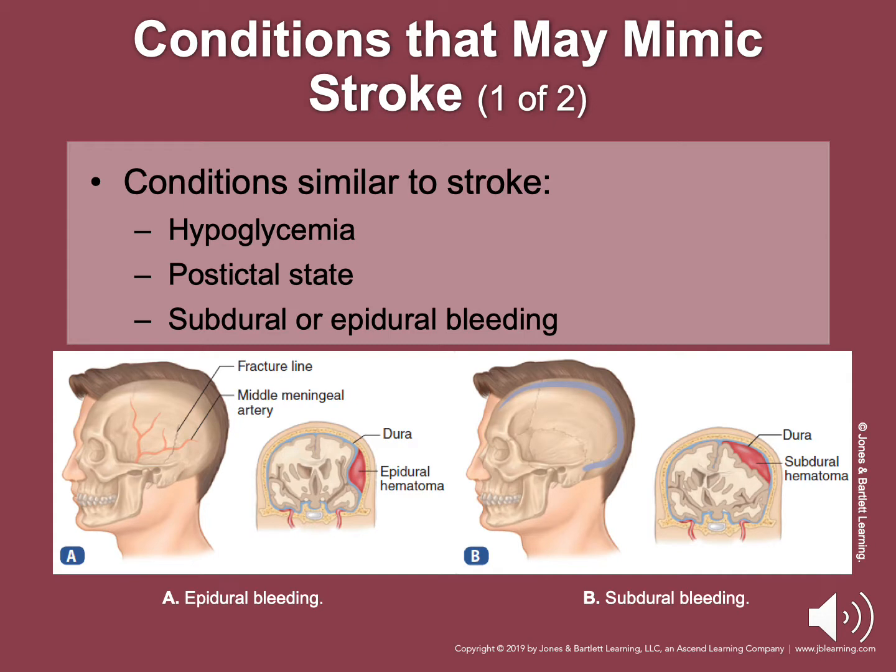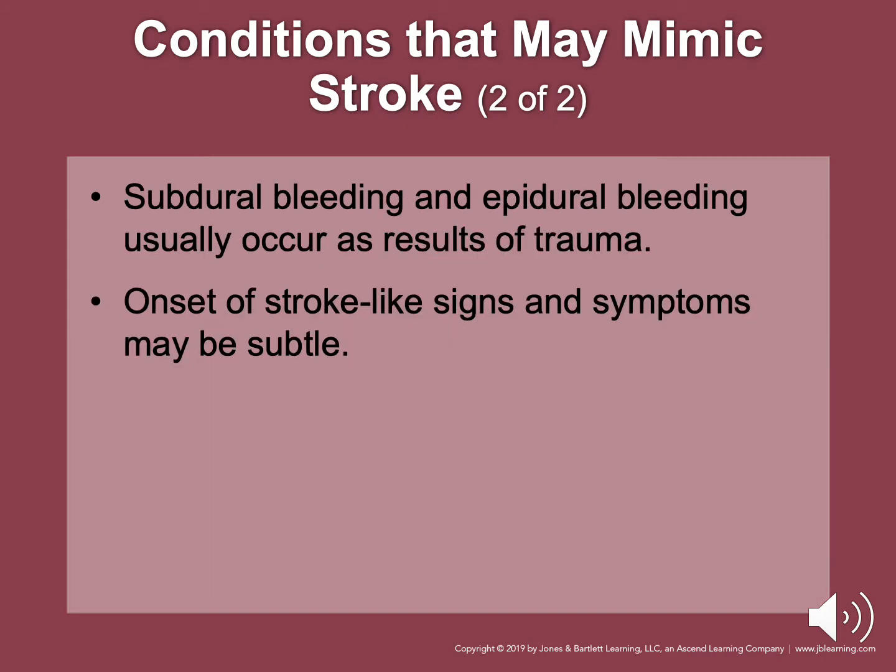The dura is a leathery covering of the brain next to the skull. A fracture near the temporal region of the brain may cause an artery to bleed on top of the dura, resulting in pressure on the brain. Onset of symptoms from epidural bleeding is usually very rapid after the injury. With subdural bleeding, onset of stroke-like symptoms may be subtle.